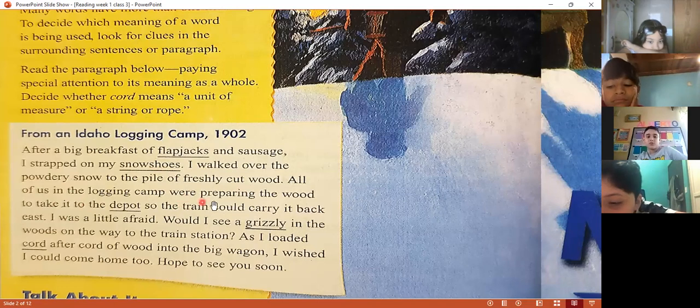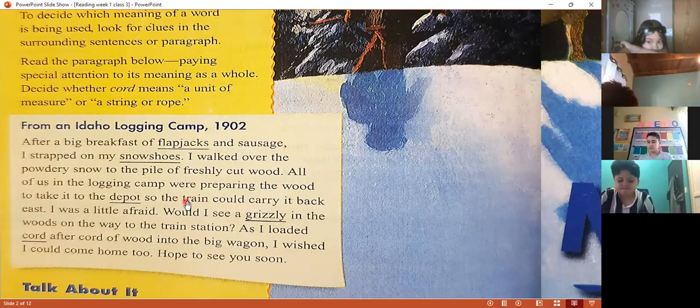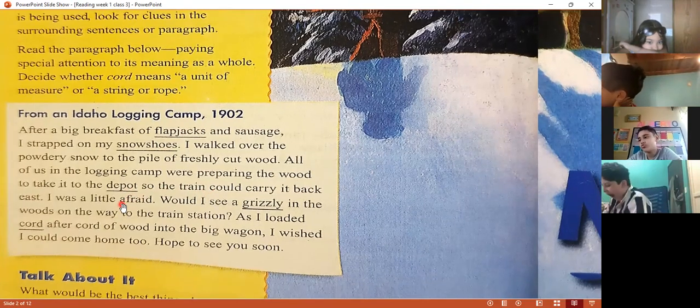I walk over the powdery snow to the pile of freshly cut wood. All of us in the logging camp were preparing the wood to take it to the depot so that the train could carry it back east. Do you know what a depot is? It says they are preparing something to take to the depot so the train. Where do you think the depot is going to be? Is it food, or is it a place? Yes, it might be a place. It mentions the train, so maybe the trains are in a depot where they put the wood on the train. We don't know. A grizzly is a bird. Okay, excellent.